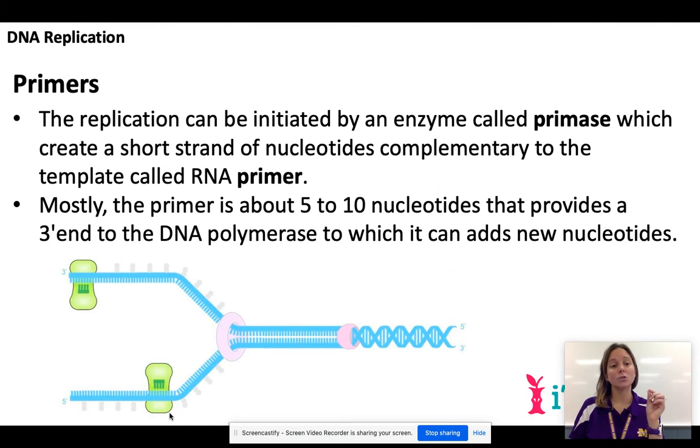And again, it's going to be on the 3 end. We're going to still be moving in that 3 to 5. So we're at the 3 end of the DNA strand. If you notice, these are not opposite each other. They're kind of staggered because this has to be farther down along the strand to get at the 3 end side. This is the 3 end, so it's going to be closer to the replication fork.